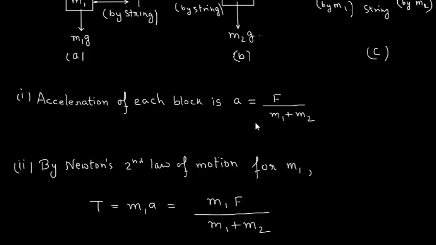So acceleration of each block is a, and a is equal to F by m1 plus m2. Second, the Newton's second law of motion for m1, T is equal to m1a. Putting the value of a, we get T equal to m1F by m1 plus m2.